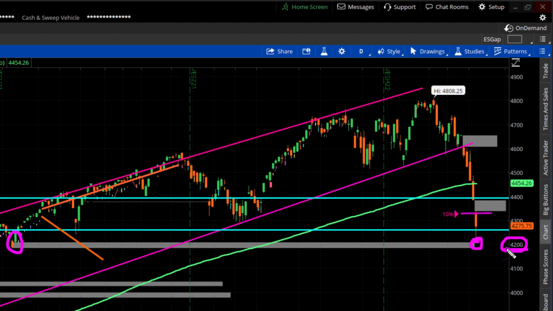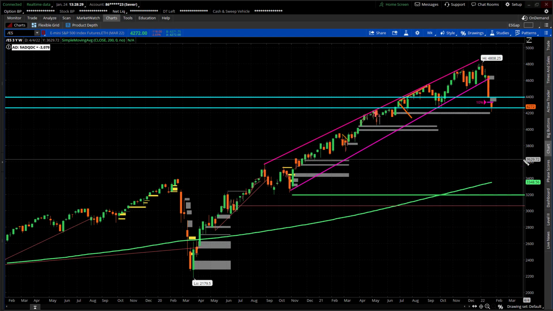Okay, so we've got two metrics now, not only the gap, but also a big round number at 4,200. What else can we find that's price related that represents support? Sometimes the best thing that you can do is to zoom out.